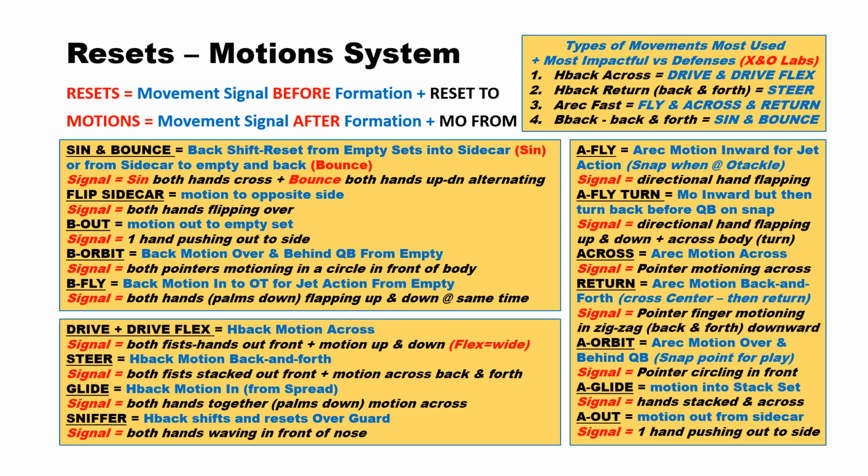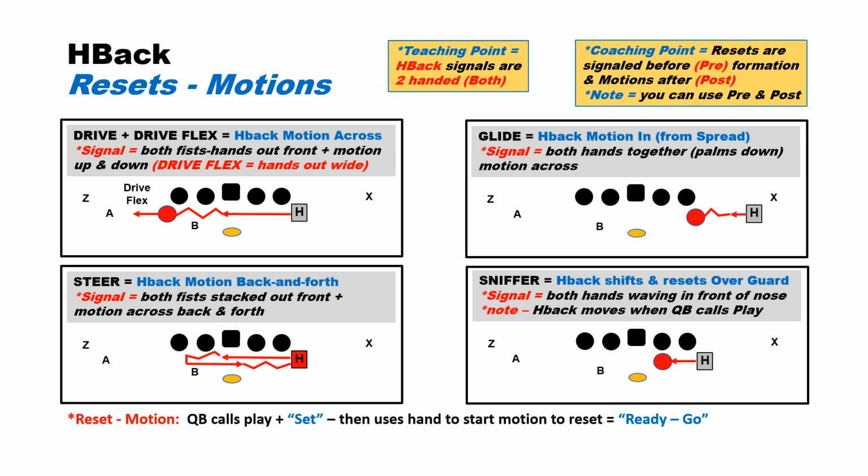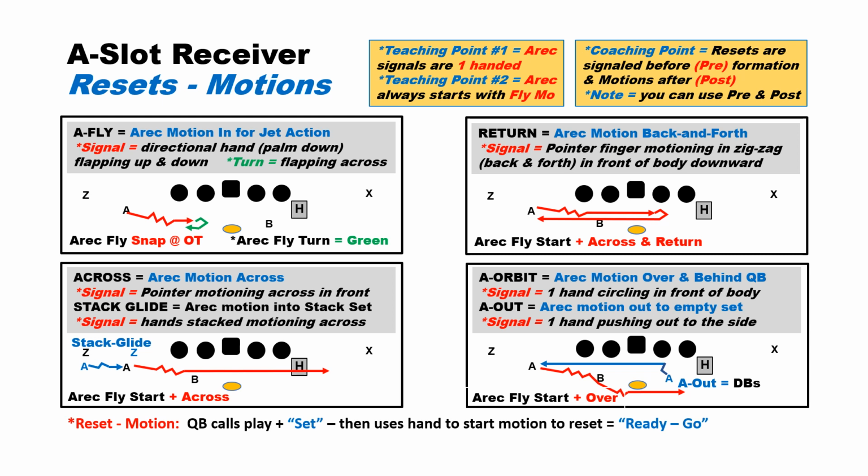Last, these are just examples of all the different resets and motions in the system. Here's your back resets. Key teaching point here, we use 2-handed signals for the back. Then next we have the H-back, again, 2-handed signals. And then last, the A, or what the slot receiver does. These are 1-handed signals now.